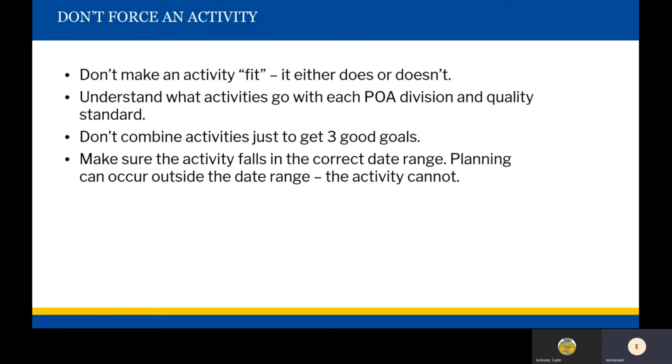Don't force an activity to fit a quality standard. It either does or it doesn't. Understand what activities go with each POA division and quality standard. When you read those descriptions of the quality standards, it gives you specific wording that they want it to meet, but it also gives you example activities. For us, that usually helps us decide, is it similar to any of these things, and we can decide what quality standard it falls under.